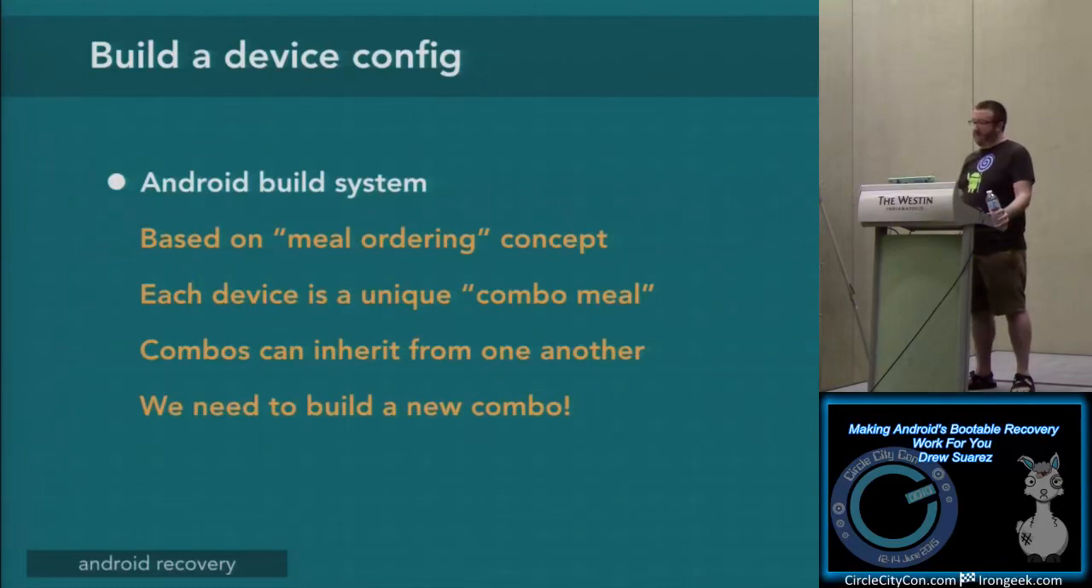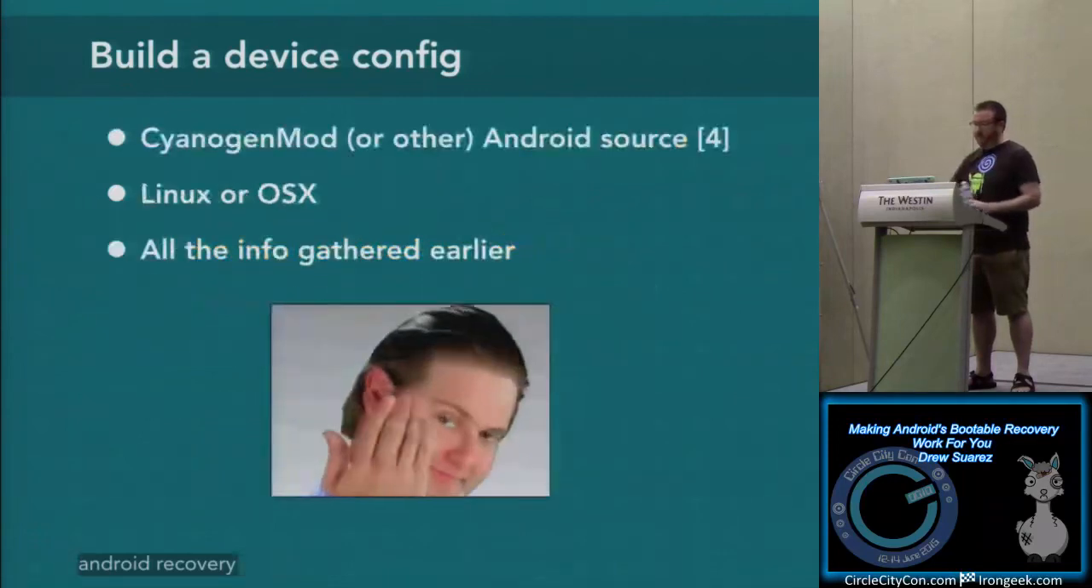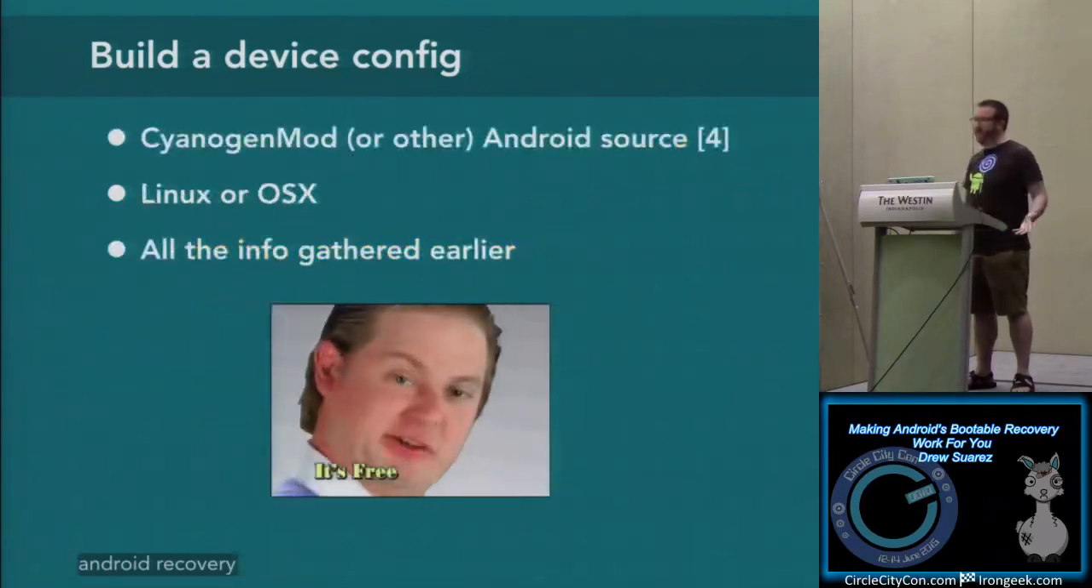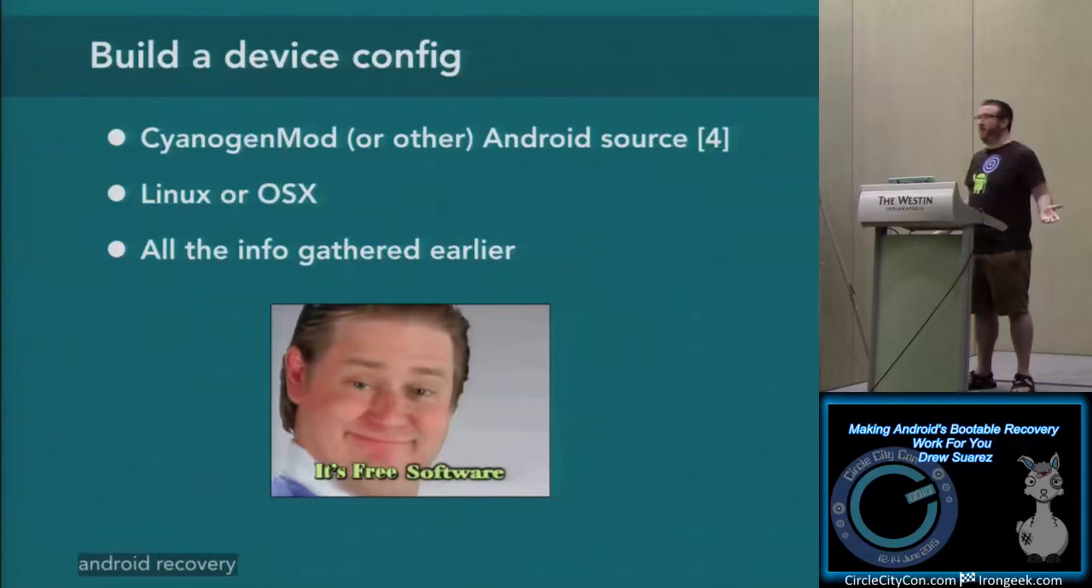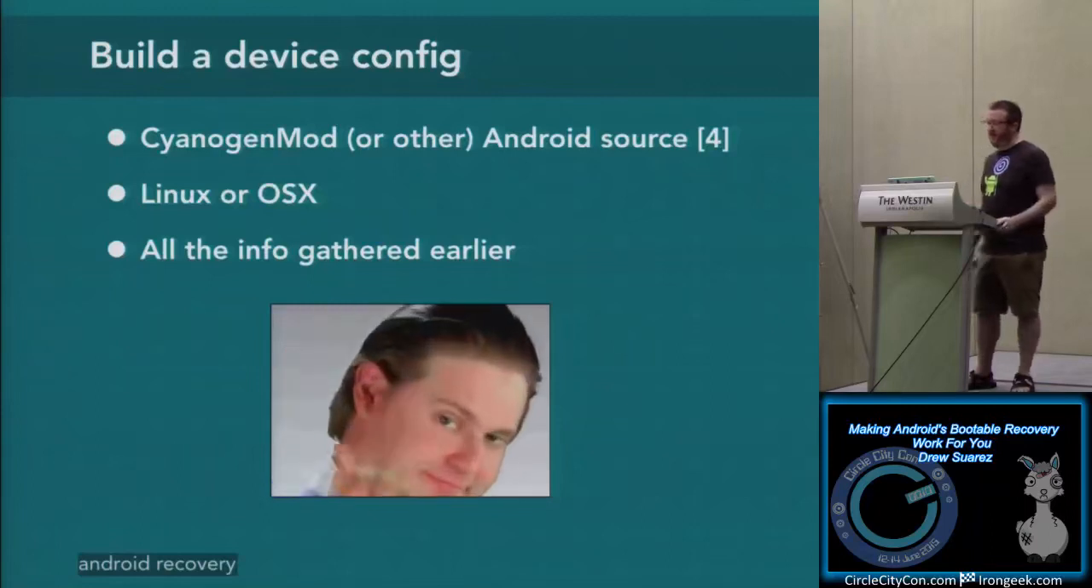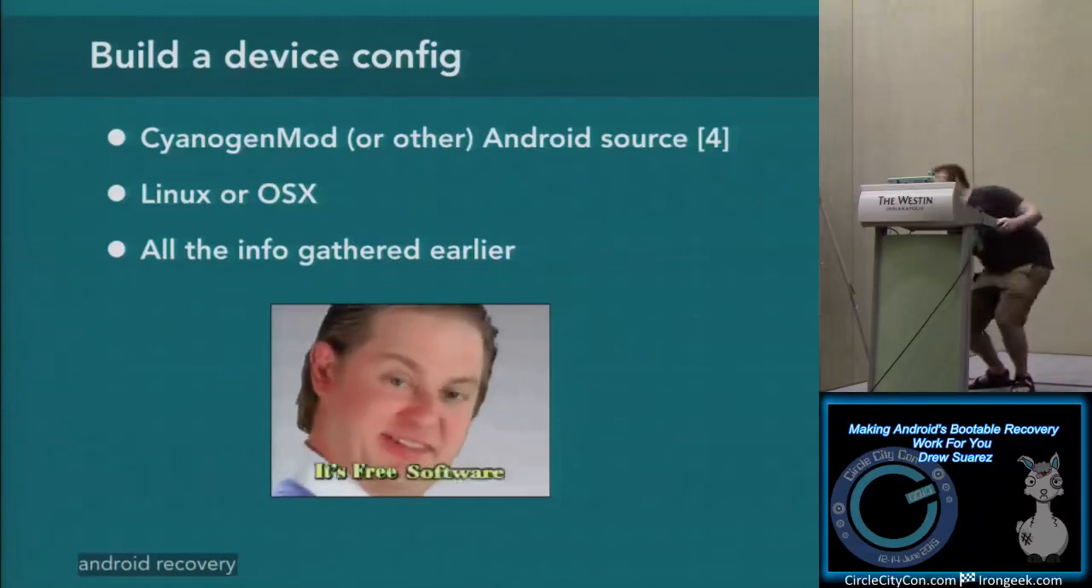So sometimes you need to account for this. And the whole point of this is that we're building a new combo. We're going to put your favorite sandwich on the menu now. So how do we do this? You need something like CyanogenMod source. You can use the Android open source project source. Like any Android source you can find will do the job here.